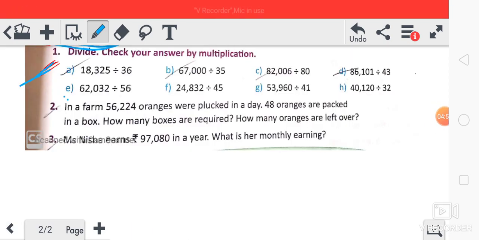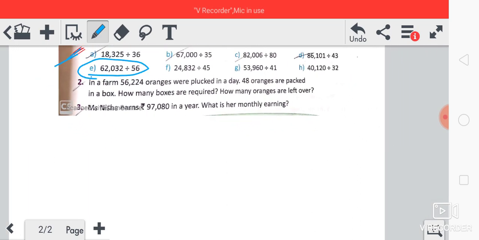Now come to another question, that is question number E. 62,032 divided by 56. So we'll divide this part.